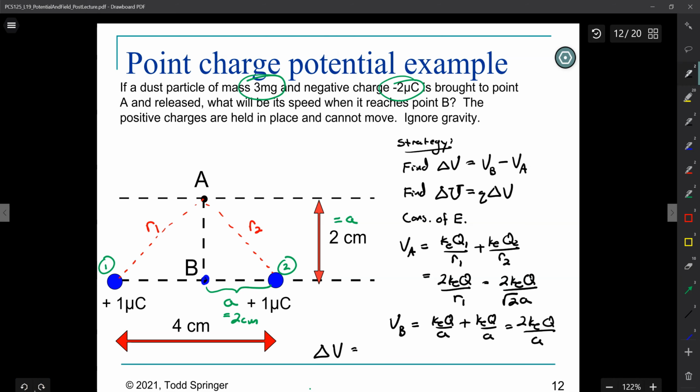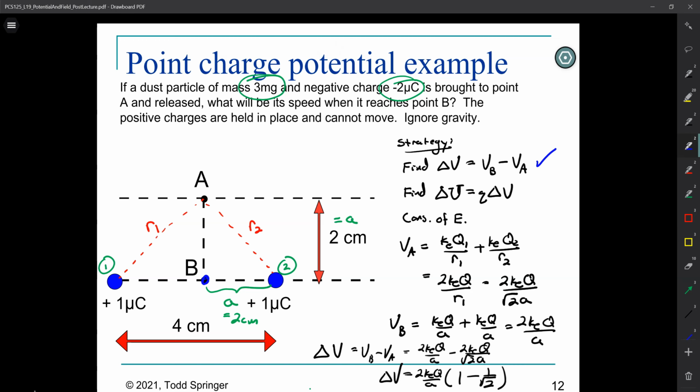What's the potential difference? That's VB minus VA. So that's 2 KEQ over A minus 2 KEQ over square root of 2 times A. And this you can simplify. There's a 2, there's a KE, and there's a Q, and there's an A in every term. 1 minus 1 over square root of 2. This is delta V. That's the potential difference between those 2 points. So we did that part. Now find delta U is Q delta V. That's easy enough.